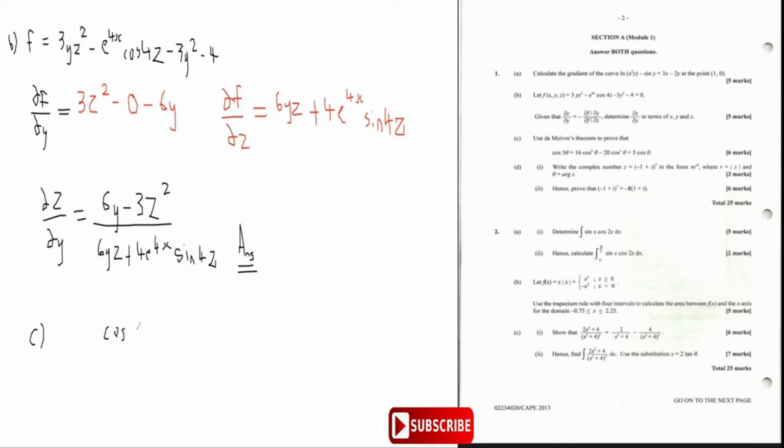De Moivre's theorem states that cos theta plus i sine theta, raised to the nth power, by De Moivre's theorem, is equal to cos n theta plus i sine n theta. All right, this is De Moivre's theorem. And we're going to use De Moivre's theorem to prove this question.